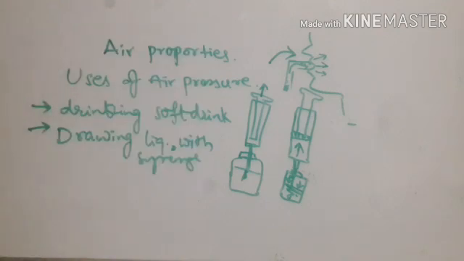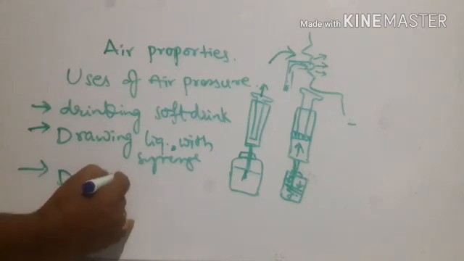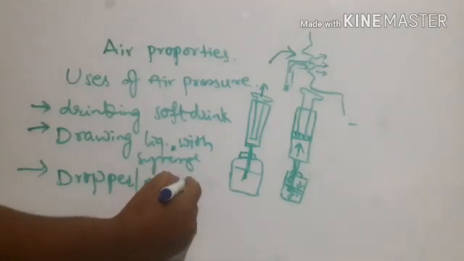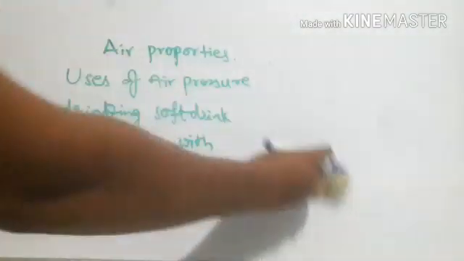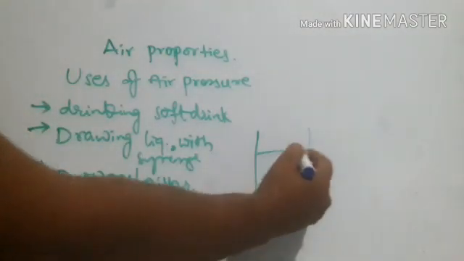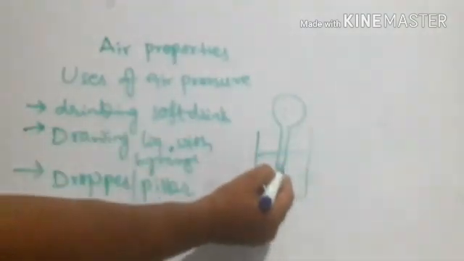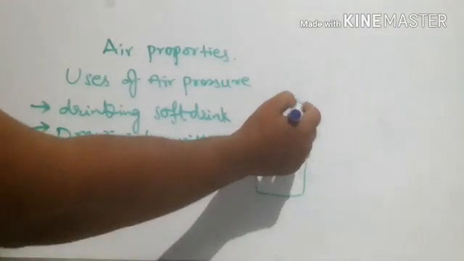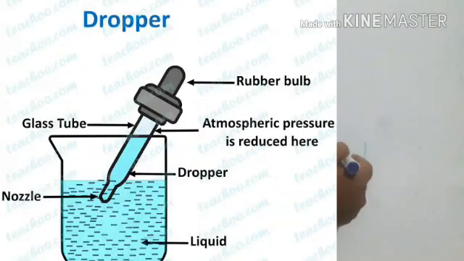So these are examples, and as well as the ink filler, dropper or pillar. This dropper helps us to take the water into it, right? Take some water in a glass and press the dropper pump, and then air will be sent out. Then very little air is here. Then when you release it, the water enters into the dropper with the help of air pressure, right?